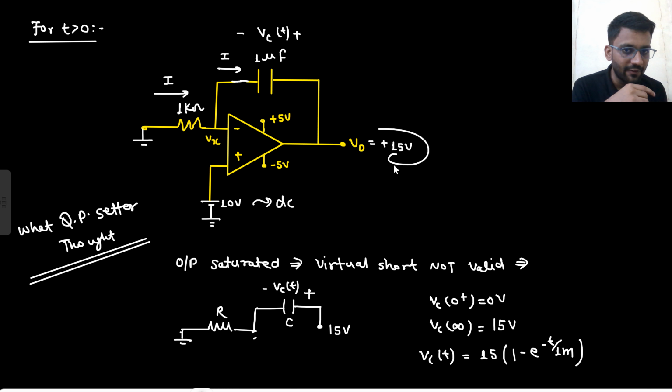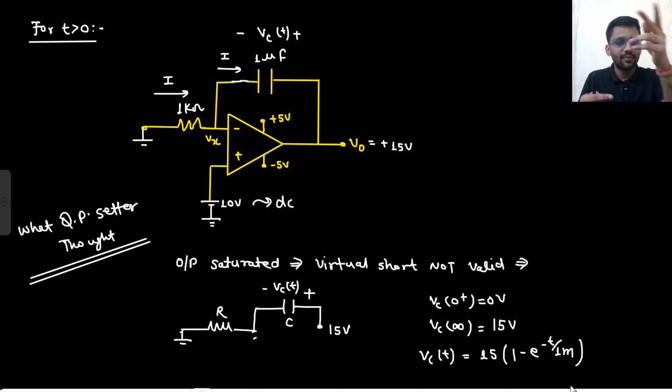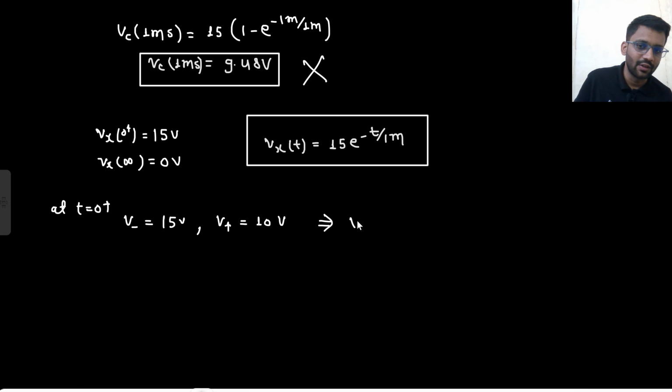Output voltage will remain at plus 15? No, it will go to minus 15. Immediately it will go to minus 15. 15 came here, here it is 10, and immediately it went to minus 15. So V naught at t equals 0 plus immediately went to minus 15 volt.